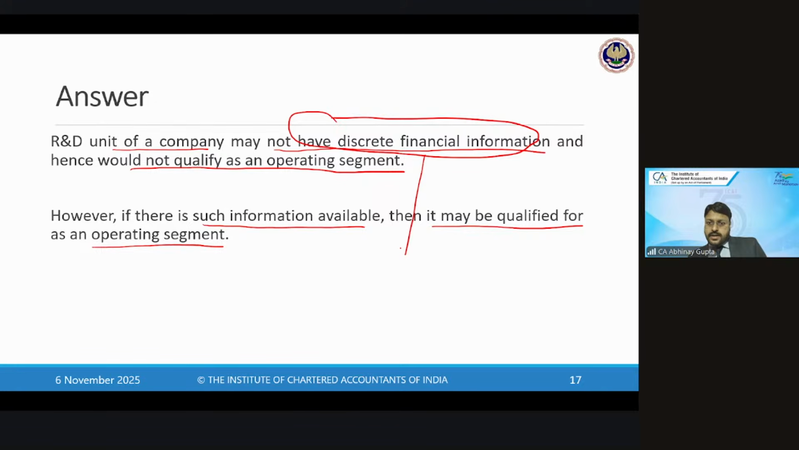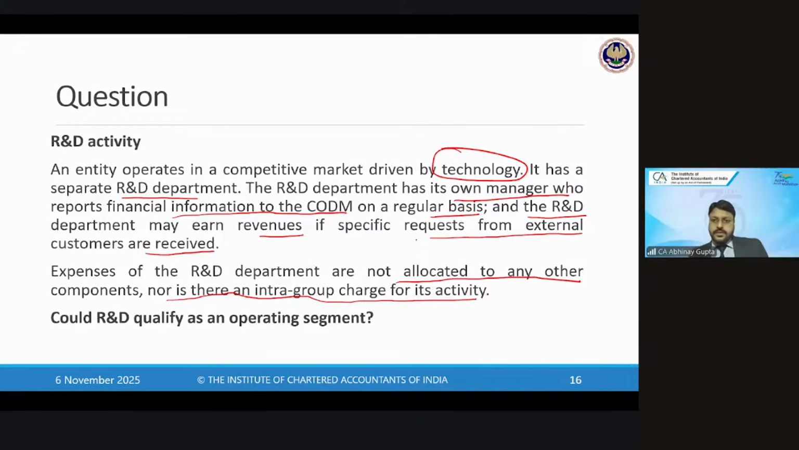Because as per the facts, it may earn revenues if it sells the software to an external party, right? So as of now, no revenues are generated, right? Yes or no? Yes, sir. As of now, no. In future, yes. In future, if the customer comes, right? Yes. But we do not know whether the customer will come or not. But as of now, the revenue is not generated.